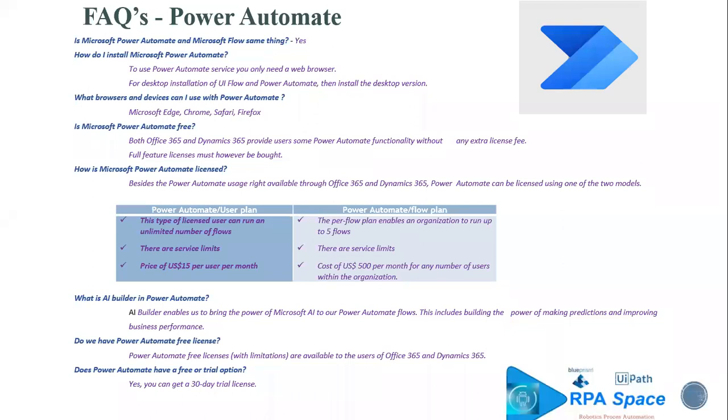Right. So, are Microsoft Power Automate and Microsoft Flow both the same? Of course. Next, how do you install Power Automate? You can either use a browser to directly create a flow, or you can go for a desktop version. Both options are available, and at the end I'll show which is convenient, and you can pick it up. And what browsers does it support? Edge, Chrome, Safari, Firefox, and so on. I've tested only this.